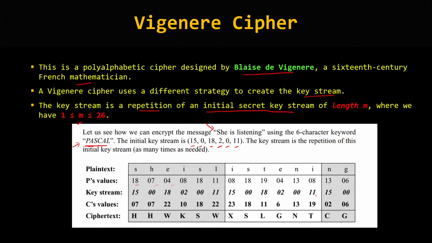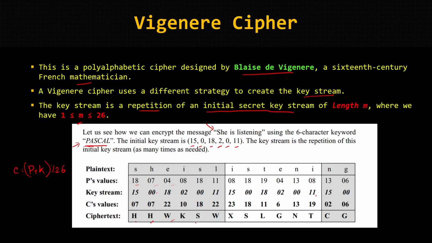After this, what you'll do is basically the Caesar or additive cipher. You will add them, that is C equals P plus K mod 26. So you will just add them up and mod it. This is how the Vigenere cipher works. The generated ciphertext from this is this one, right? Using 18 plus 15, if you mod it by 26 it will give you 07. So this is how you generate the ciphertext.